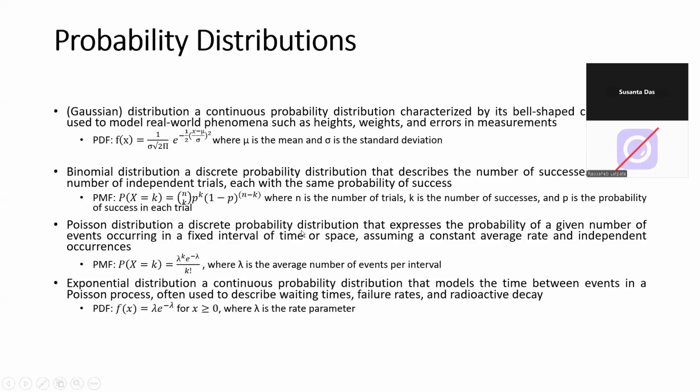Then the exponential distribution, that is also a continuous distribution. It models the time between two events. It can be modeled by using the exponential distribution, and sometimes it is also called the lifetime distribution or failure distribution. Its density is f(x) equals lambda times e raised to the power minus lambda x, whose support is positive. Next.